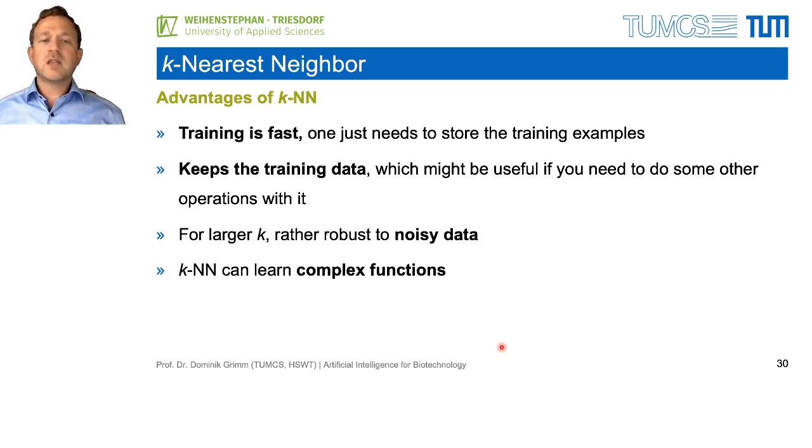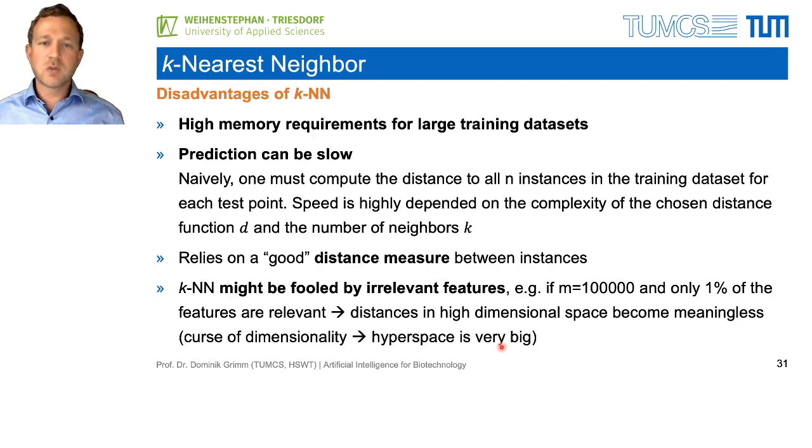For large k, we get quite robust classifiers for noisy data. That's also an advantage of a k-nearest neighbor classifier. And k-nearest neighbors can learn very complex functions. Those are the advantages. And the disadvantages are, because we store all the training examples, we have high memory requirements. If you have millions of training examples, we have to store them. That costs memory or disk space. And because we store all the training examples and we have to compute all the distances to all the instances in the training data set, predictions can be very slow.